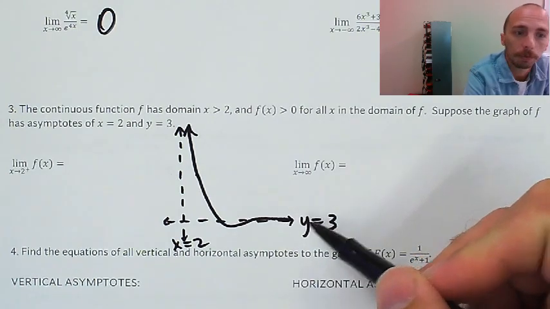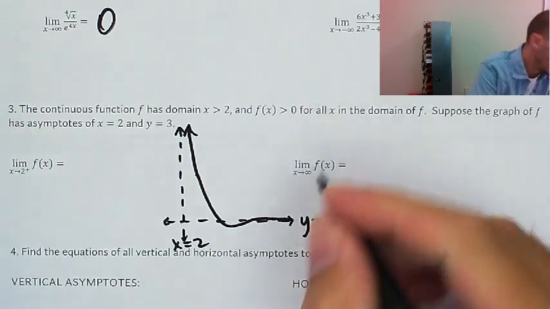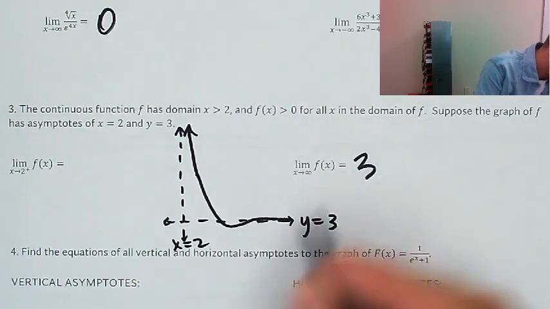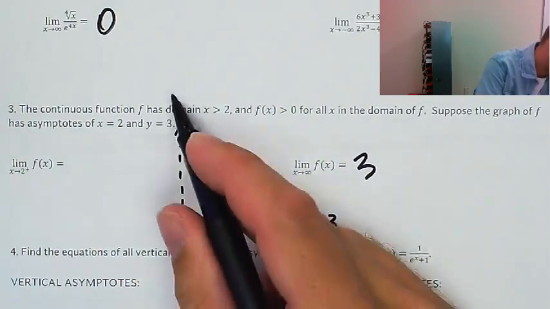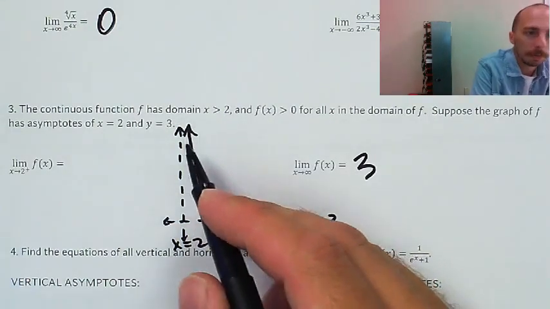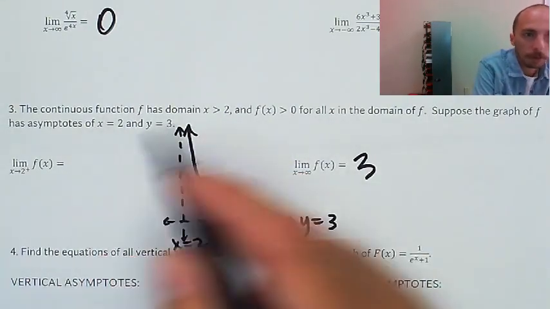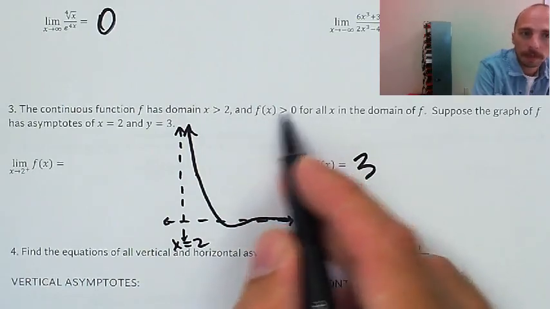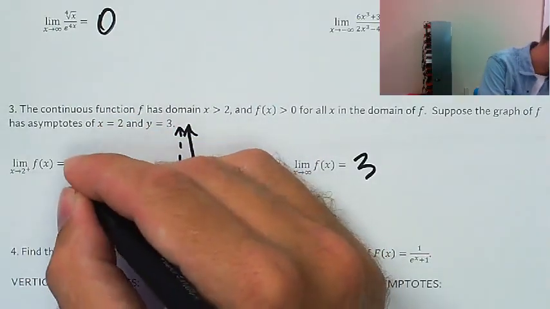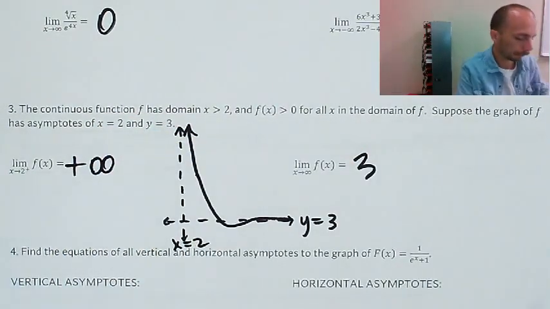So as x approaches infinity, f is approaching y equals 3. So I'm just going to fill that in right now. I see that. And then over here, as x approaches 2 from the positive side, well, we've got to be going to positive infinity because we're approaching a vertical asymptote and the function is always positive. That's really key there. So that's why it's positive infinity.